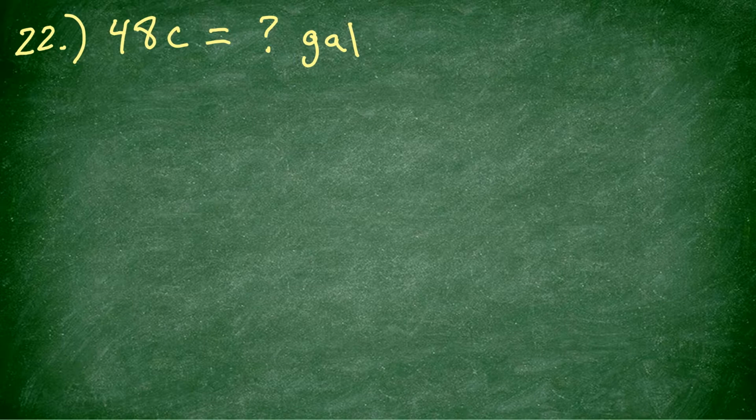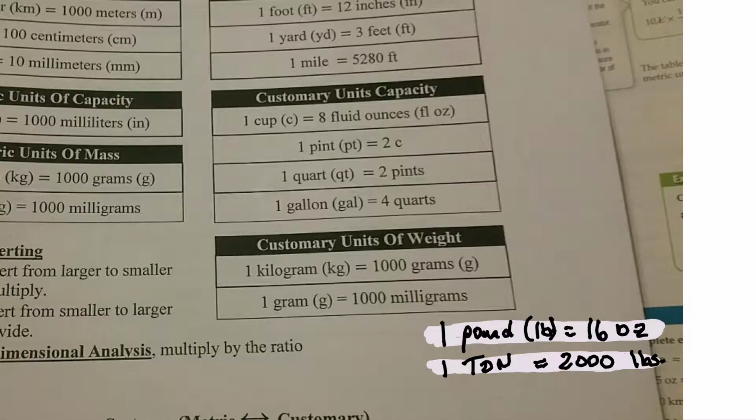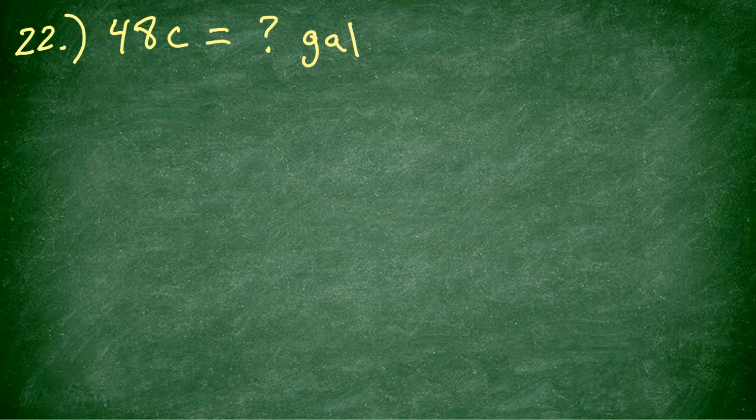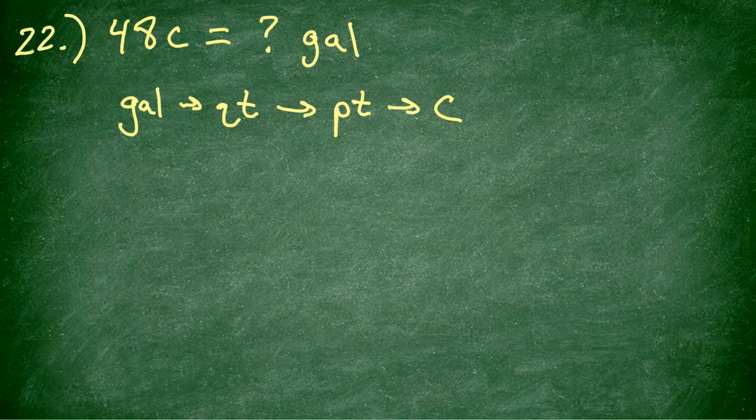Alright, so 48 cups equals how many gallons? I look at my conversion chart, and I see that gallons goes into quarts, quarts goes into pints, pints goes into cups. So my whole thing is going to be gallons to quarts, quarts to pints, and then pints to cups. So I'm going to have 3 different multiplications going on here.